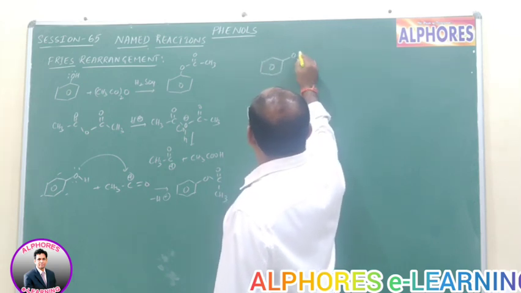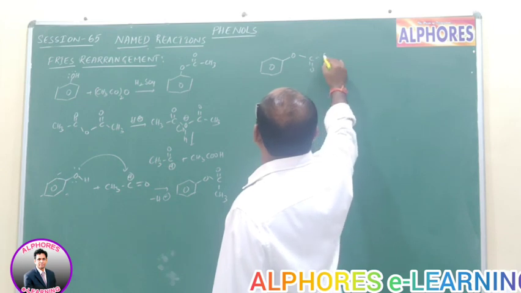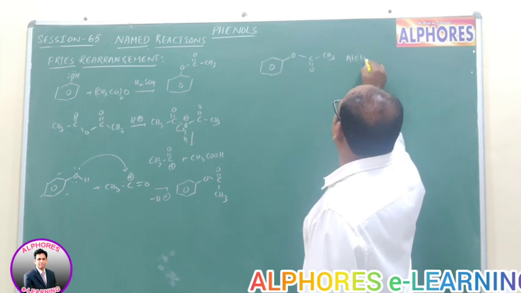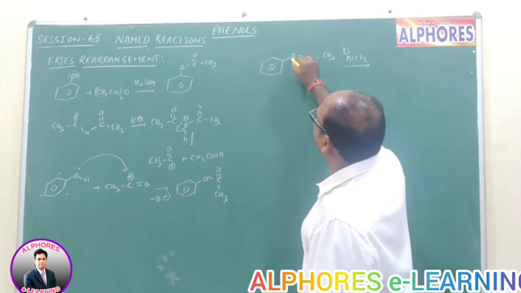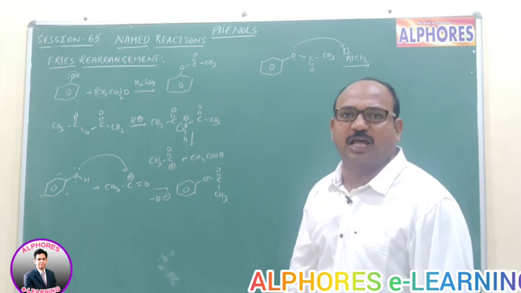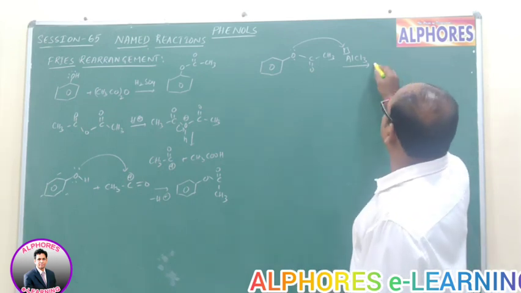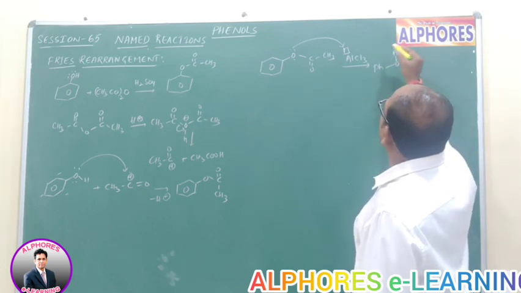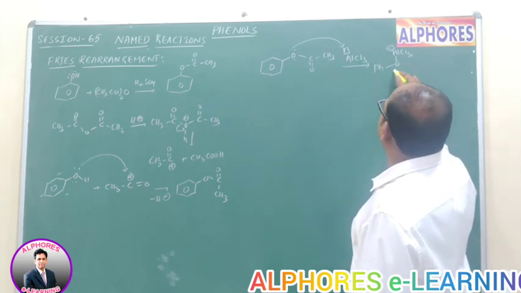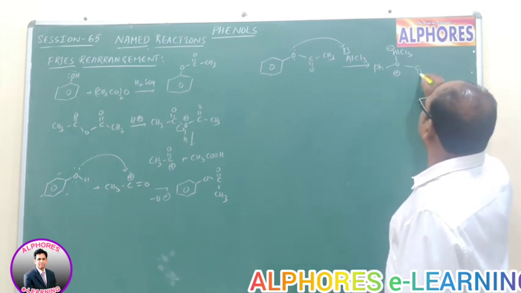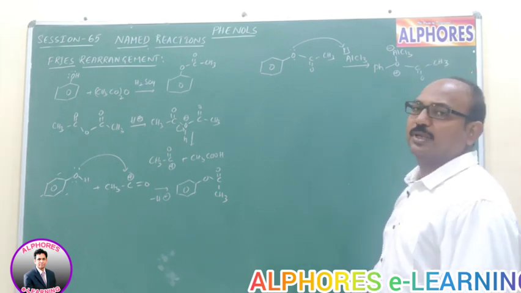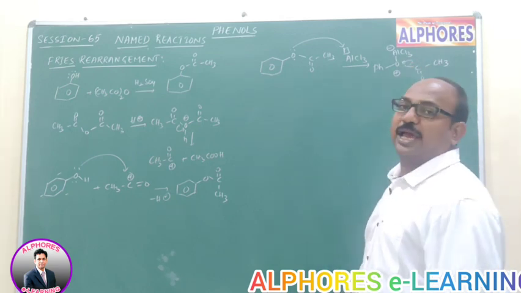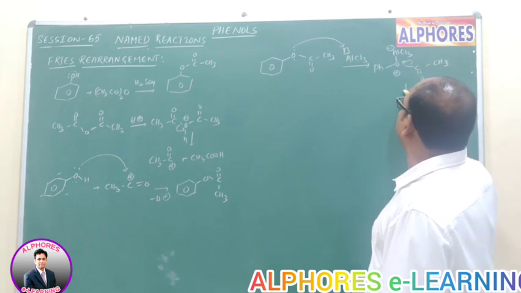Say phenolic ester, O-C double bond O-CH3. Upon reaction with anhydrous AlCl3, the Lewis acid catalyst, this oxygen donates its lone pair to the vacant orbital of aluminium. As a result, we get PhO with AlCl3: aluminium gets a negative charge and oxygen a positive charge, here C double bond O-CH3. Now whenever oxygen bears a positive charge, there will immediately be bond breaking.